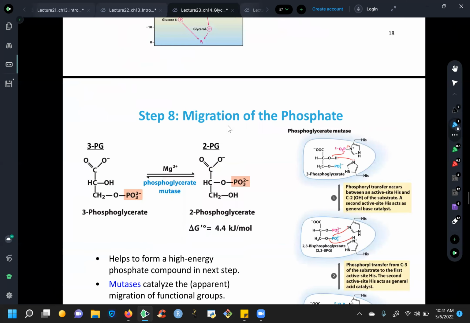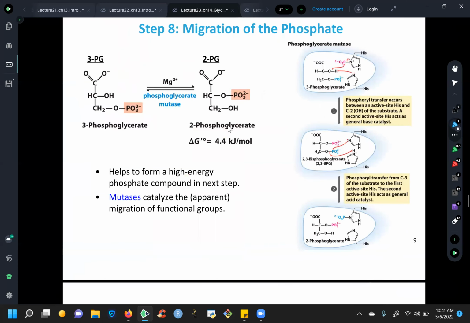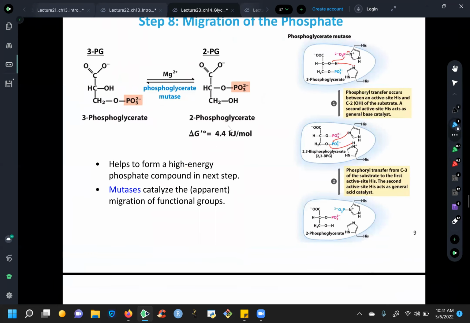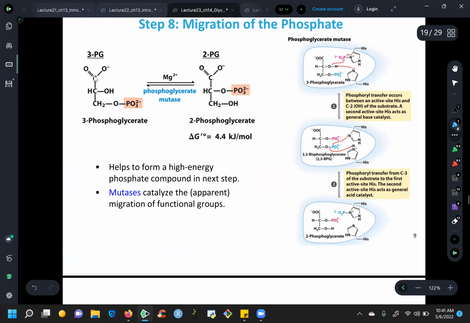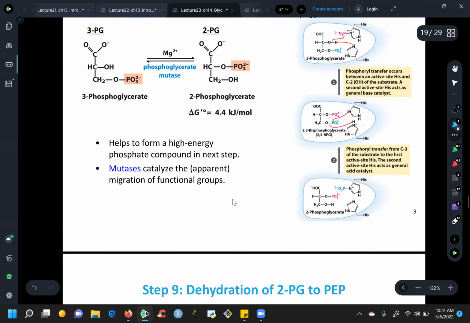Step 8, migration of the phosphate. So this is a mutase. 3-PG, that's 3-phosphoglycerate. This is carbon 1, 2, and 3, and we have the phosphate group at that location because the name tells you where the phosphate is. So phosphoglycerate mutase, all that it does is change the phosphate from carbon number 3 to carbon number 2. And this helps to form a high energy phosphate compound in the next step. Mutases catalyze the apparent migration of the functional group.